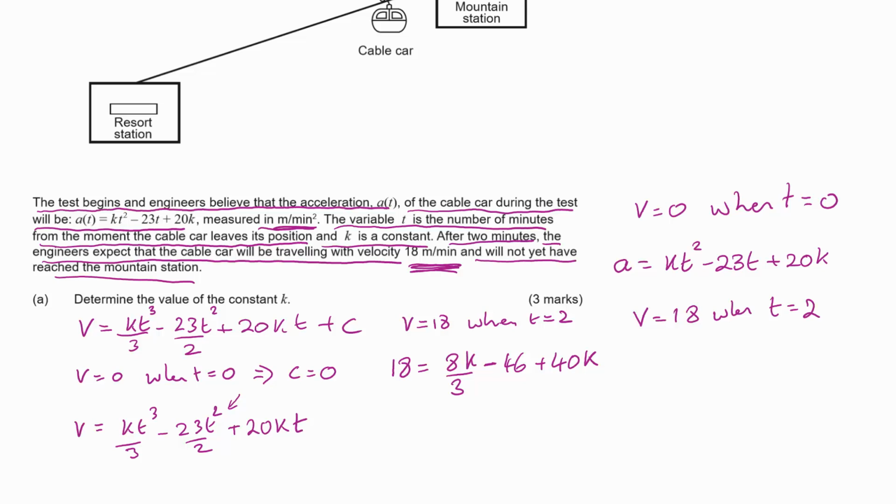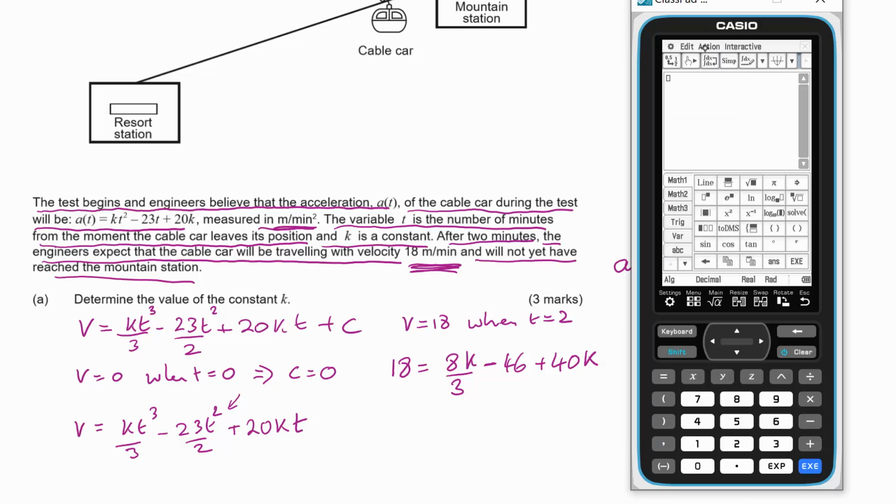Let's just solve for that on the ClassPad. So we're going to have a solve: 18 equals 8x over 3, take away 46, add 40x. And that gives me that x is equal to 1.5. So we now have the value of k. It is 1.5.